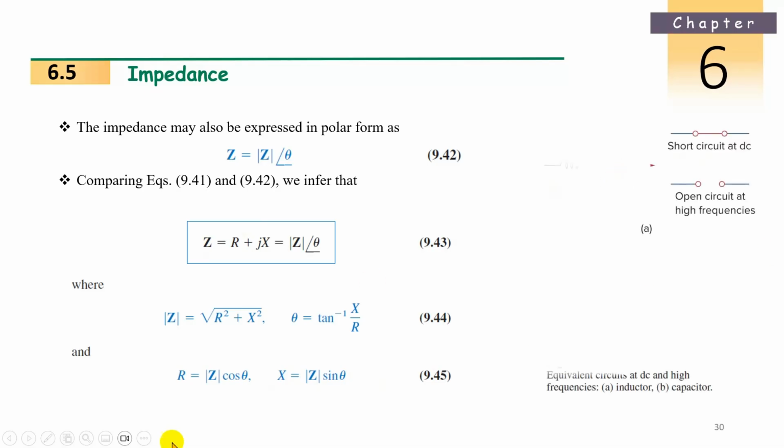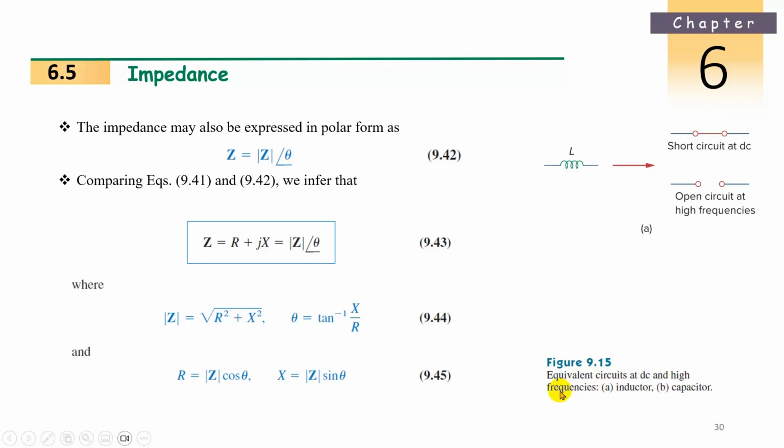Now check here what happens at high frequencies. Now inductance, what is the equation for inductive reactance? It is j omega L. So what is j omega? Omega, what is the equation? Omega is nothing but, in terms of frequency. For high frequencies, how will it act as inductance?